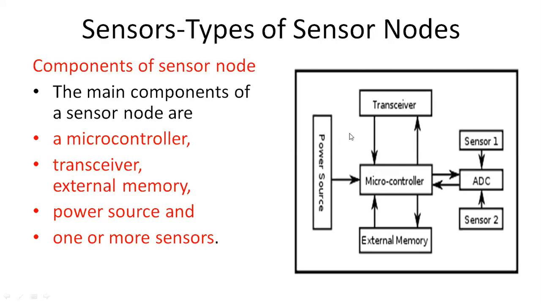On the left-hand side you have a power source, and at the top the transceiver is there. The microcontroller is the brain of the node, coordinating everything, and then it has some external memory for storing the data. Here you also have the sensor and an ADC, an analog-to-digital converter. That is a different component.